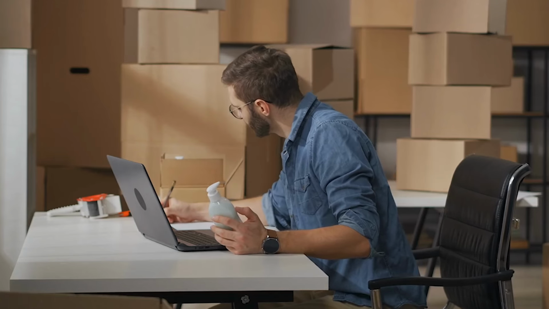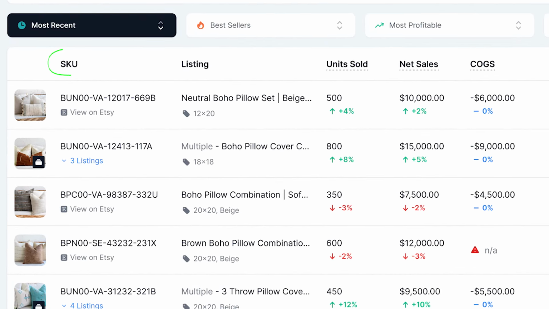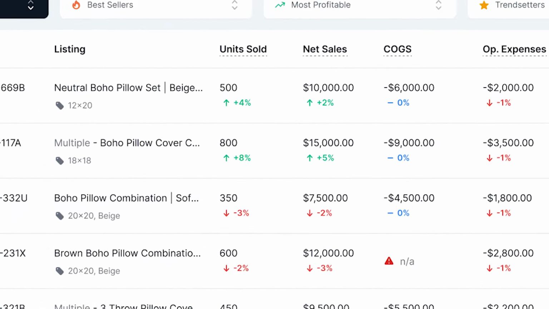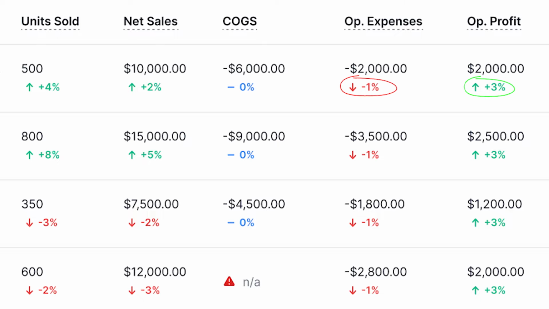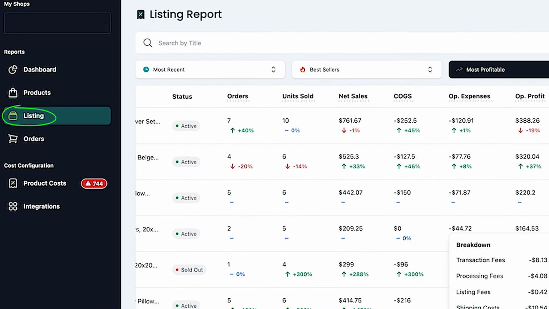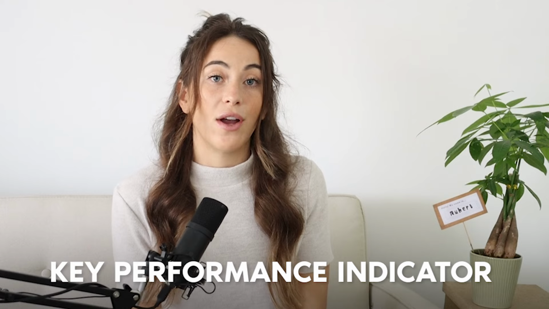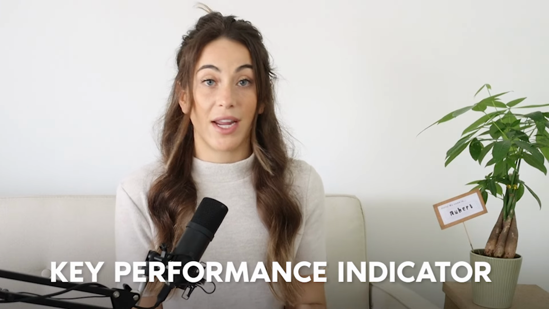Tracking your product costs on a per sale basis is going to do a lot of things for your business, including giving you a bird's eye view and a visual of actually where your business is at the end of the month. Profitry can also show you on a per product level or per SKU level the upwards and downwards trends of all of your products. We also go even deeper on the listing level and we calculate things like your break-even ROAS for you, which is a vital metric and a key performance indicator on the performance of your ads if you're running Etsy ads.